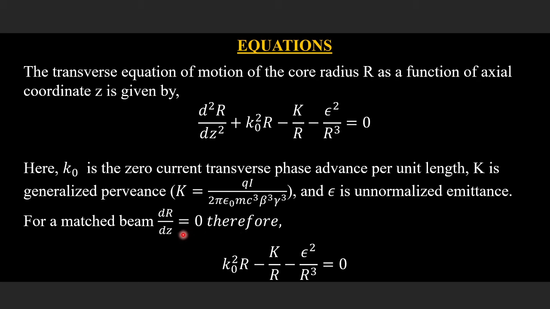So in order to calculate the matched beam radius, which we'll denote by R naught, we assume that dR/dz is equal to 0. Now if we assume that and substitute it here, we will be left with k naught squared R minus K over R minus epsilon squared over R cubed is equal to 0.